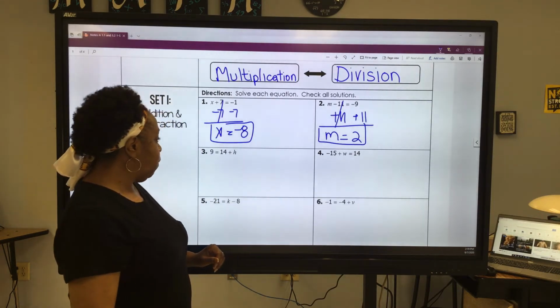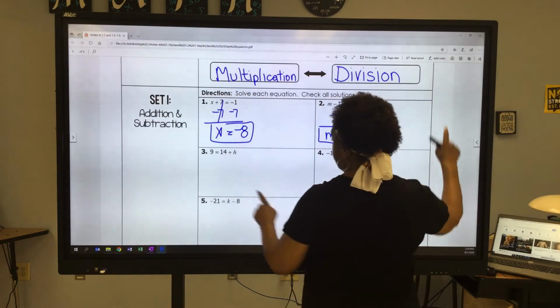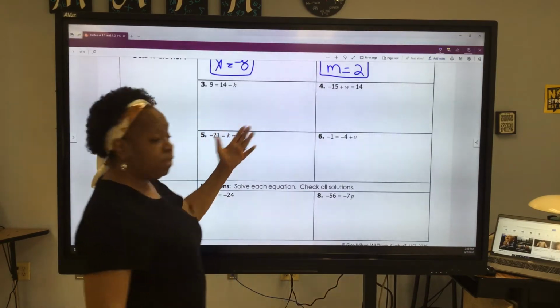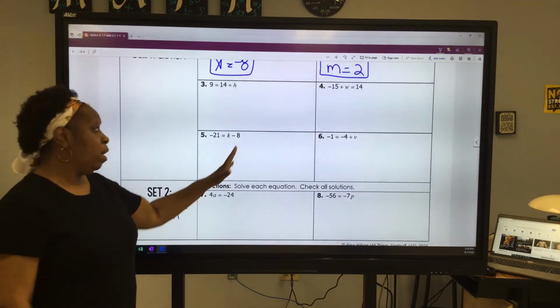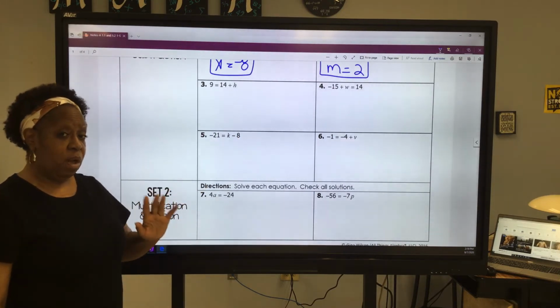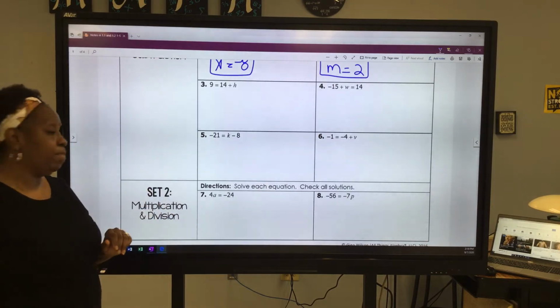Okay, they're very simple. Notice on number 5 right here, let me move the screen up a little bit so you can see it better. Look at number 5. Notice your variable is on the right side. If you remember back in algebra, back in 8th grade, a lot of times we like the variable to be on the left. It doesn't matter. As long as it's isolated on the side it's on, you can leave it on the right, okay?